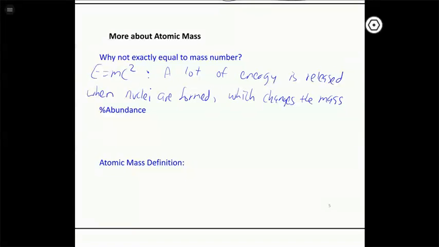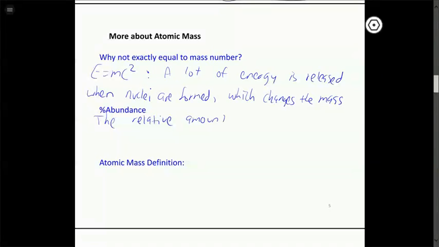So if we want to report the atomic mass of a naturally abundant element, we use what's called the percent abundance. And this is the relative amount of each isotope in a natural sample of that element.